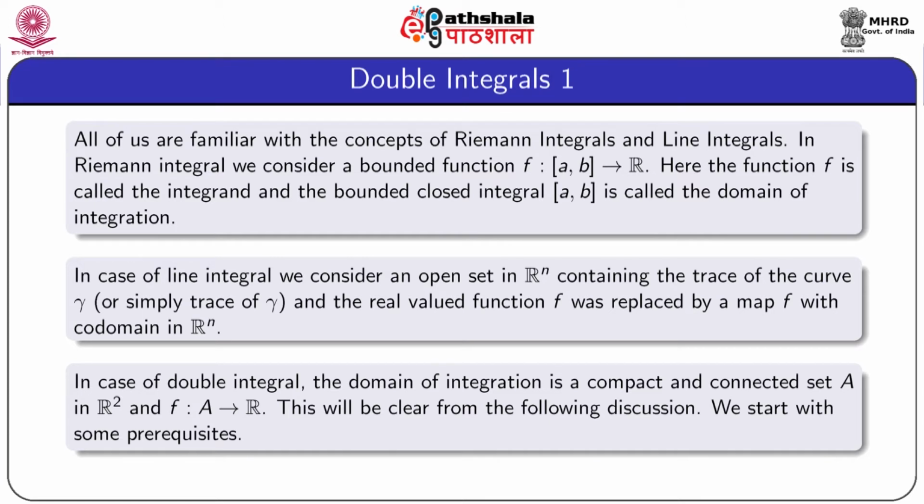At this time, all of us are familiar with the concepts of Riemann integrals and line integrals. While studying Riemann integral, we considered a bounded real valued function f from a bounded closed interval [a, b]. Here the function f is called the integrand and the bounded closed interval [a, b] is called the domain of integration. In case of line integral, we considered an open set in Rn containing the trace of a curve gamma, and here the real valued function f was replaced by a map f whose codomain was a subset of Rn.